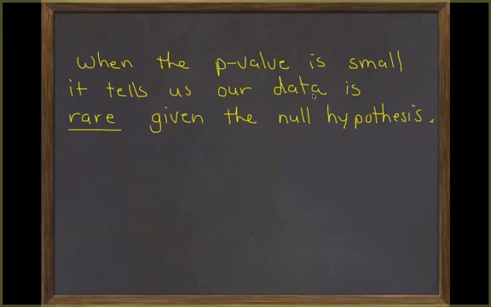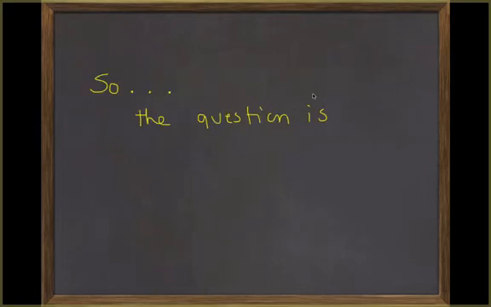When the p-value is small, it tells us that our data is rare given the null hypothesis. And a lot of times, if it's very small, this causes suspicion. We ask, did it happen by chance? Is there really some reason that it happened, or was it just random? So the question we ask is, how rare is rare? We would like to have a way to evaluate that to make a decision.